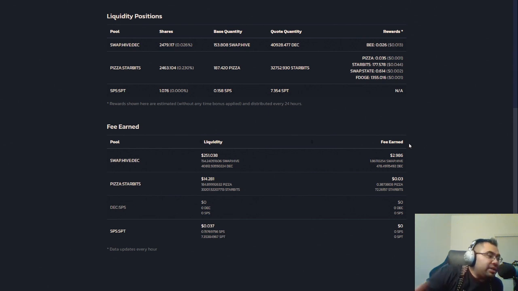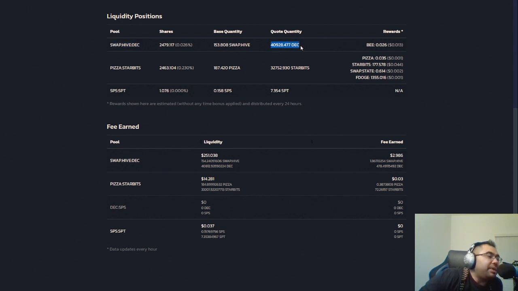And now, finally, just another reminder that if you are doing anything with DEC, and that could be DEC and Hive like I have, or DEC and SPS, or whatever other DEC pools there are, you are also getting the double benefit in the game, right? So as it stands right now, and until the end of the airdrop, I am getting essentially 3 benefits for providing liquidity on my swap.hive and DEC. And again, this would be the same for SPS and DEC or whatever else in DEC.